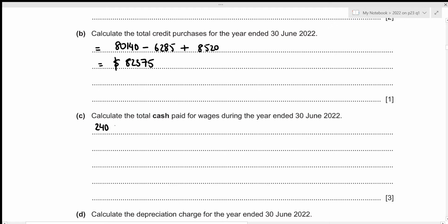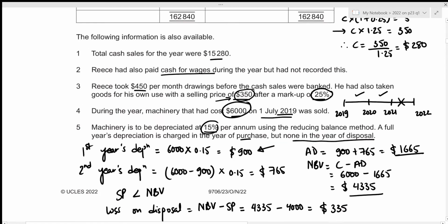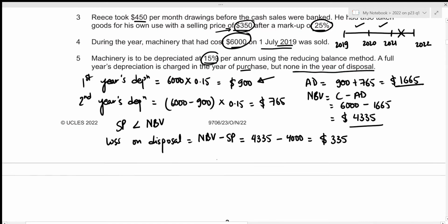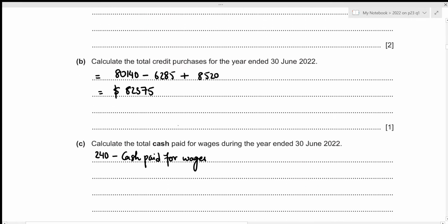And out of this amount, we paid out cash for wages, right? So that's minus cash paid for wages. Since this is a cash outflow, all of the outflows will be subtracted and the inflows will be added. Okay, now let's have a look at other cash transactions. The very first one we were given was the total cash sales for the year, which brought in 15,280 of cash. So this is definitely a cash inflow, which should be added in our statement. So that's plus 15,280. Let's write it down.